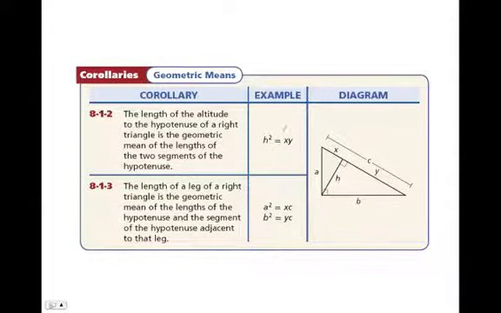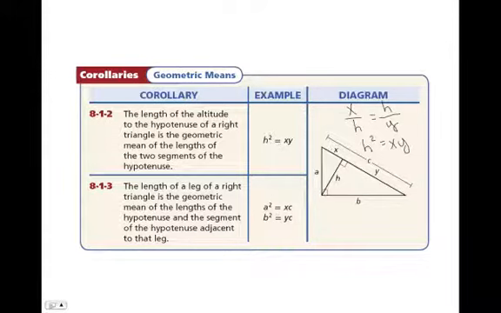Now you might be asking, where do these equations come from? Well, it comes from the proportions you saw on the previous slide. But let's talk about each one. This first one says the length of the altitude to the hypotenuse of a right triangle, so in this picture, H, is the geometric mean of the 2 segments of the hypotenuse. So could you set up your proportion from this? Absolutely. Remembering that the altitude is the geometric mean of the 2 parts of the hypotenuse. So when you cross multiply, we have h squared equals xy, which is exactly what they have over here.